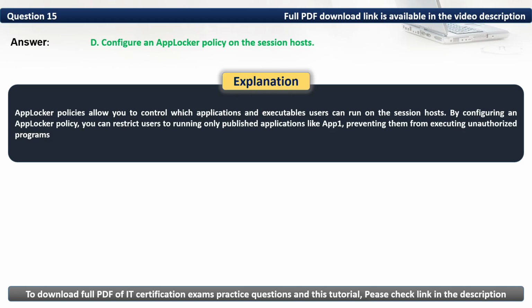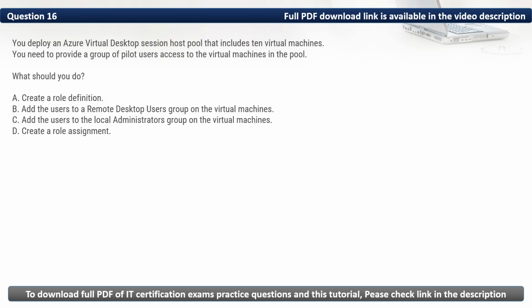AppLocker policies allow you to control which applications and executables users can run on the session hosts. By configuring an AppLocker policy, you can restrict users to running only published applications like App 1, preventing them from executing unauthorized programs.